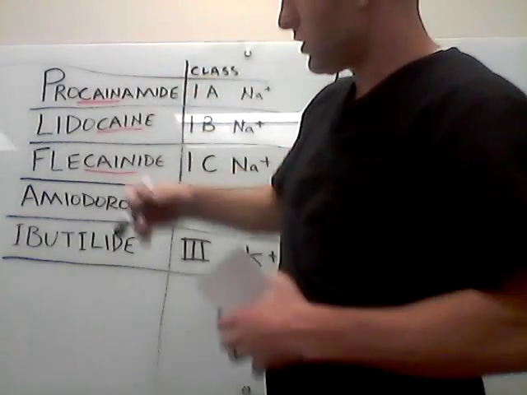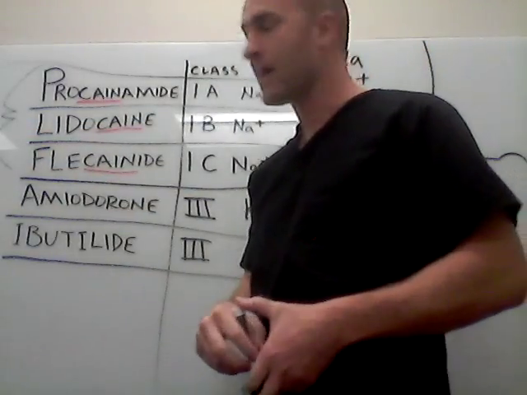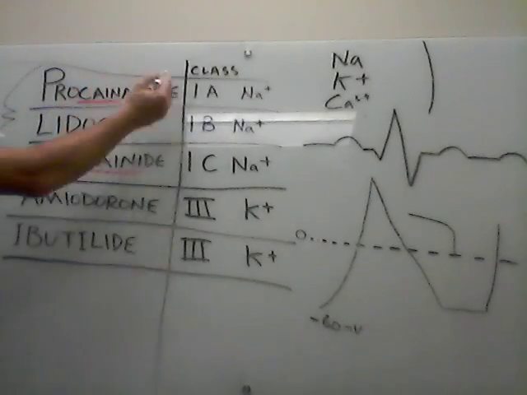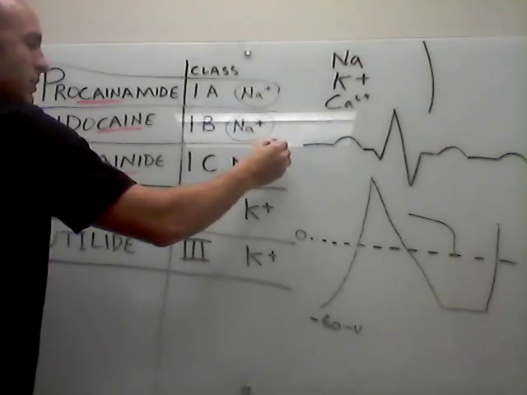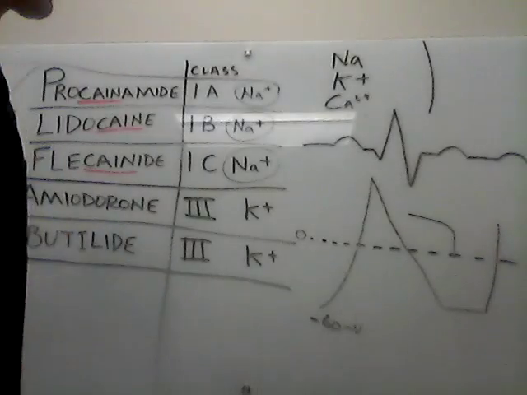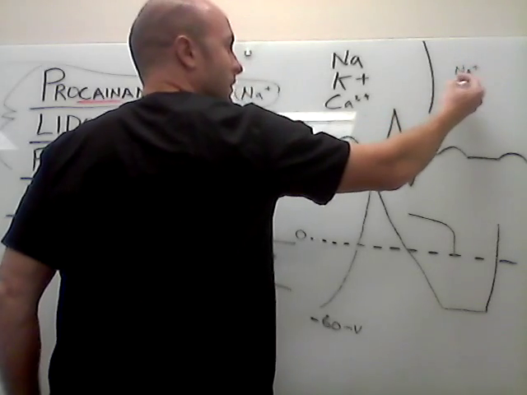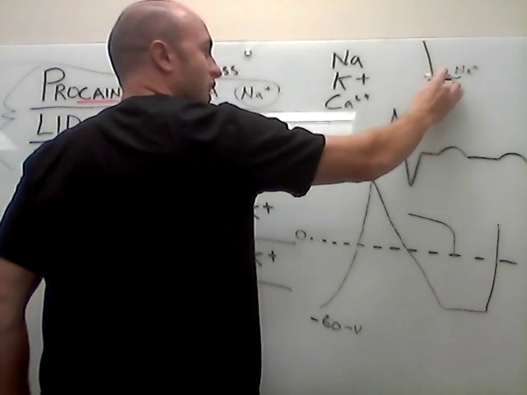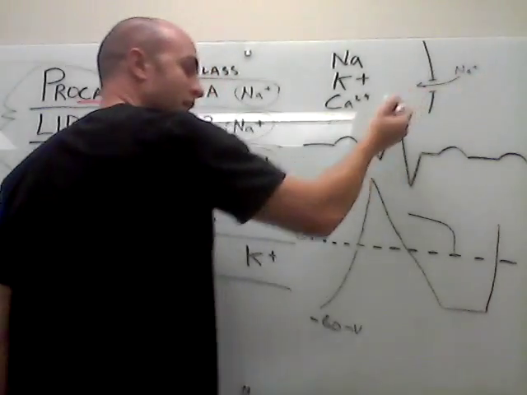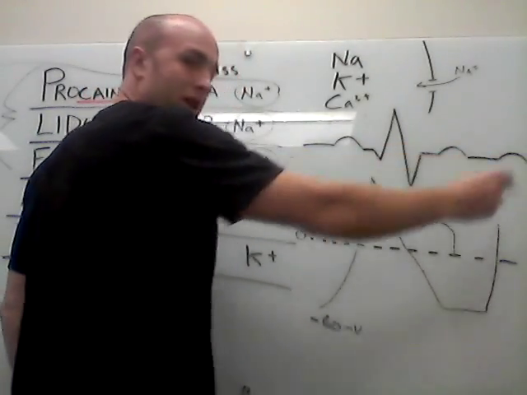So these three here are all class 1. Class 1 means that they deal with sodium. Okay, so these guys all do sodium, sodium, sodium. They are sodium channel blockers. Okay, so all the sodium is out here, right? And you got these little channels here, and these channels allow the sodium to come in. Now as it comes in, that's going to cause this membrane potential to rise, which is going to trigger another one of these whole things going on here.